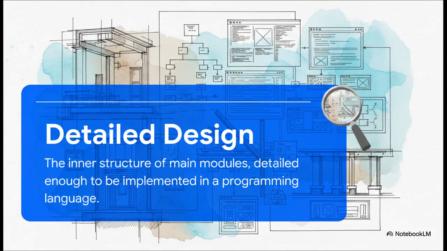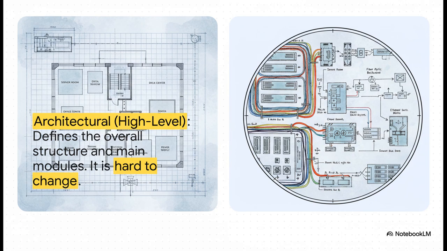Now, let's zoom in. If the high-level design is the floor plan, the detailed or low-level design is the plan for what goes inside each and every room. This is where we get into the nitty-gritty. It describes the guts of each module, the specific algorithms you'll use, the way data is structured, how you'll handle errors, all with enough detail that a programmer can just take this plan and start writing code. It's the difference between saying, this is the kitchen, and specifying exactly where every single electrical outlet, pipe, and cabinet will go. And this slide just lays it out perfectly, side by side.